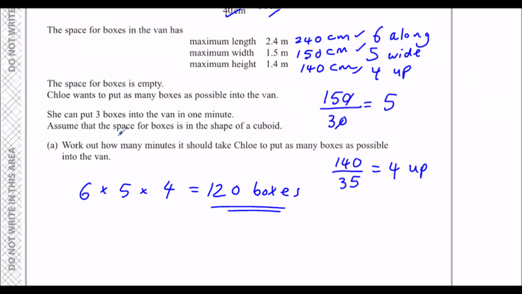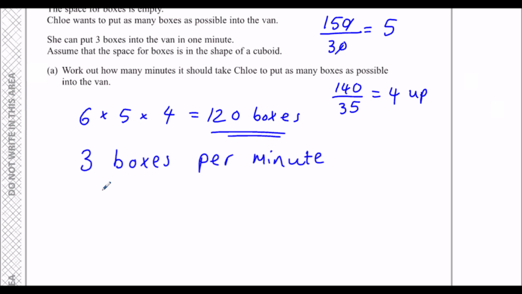We've filled it with 120 boxes and 3 boxes per minute. So she's going to take 3 boxes in a minute. How many minutes is that? 120 divided by 3, 40 minutes.